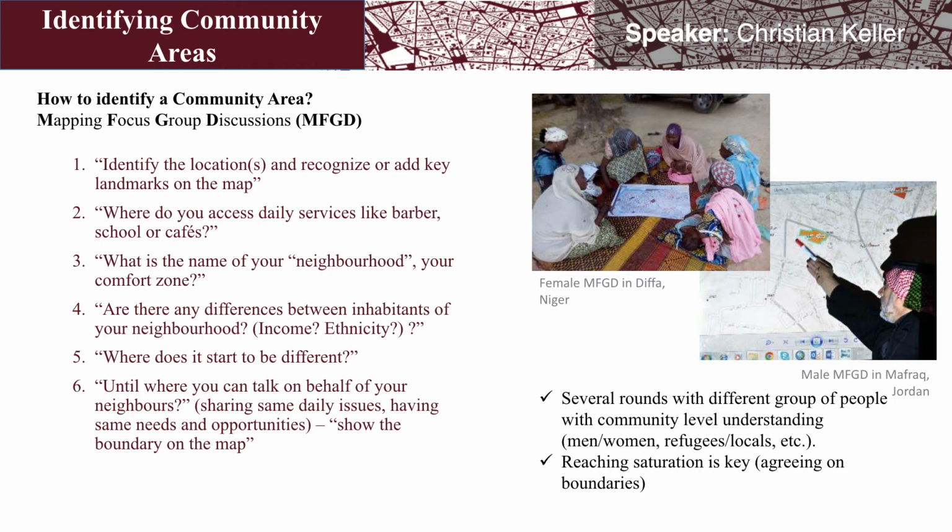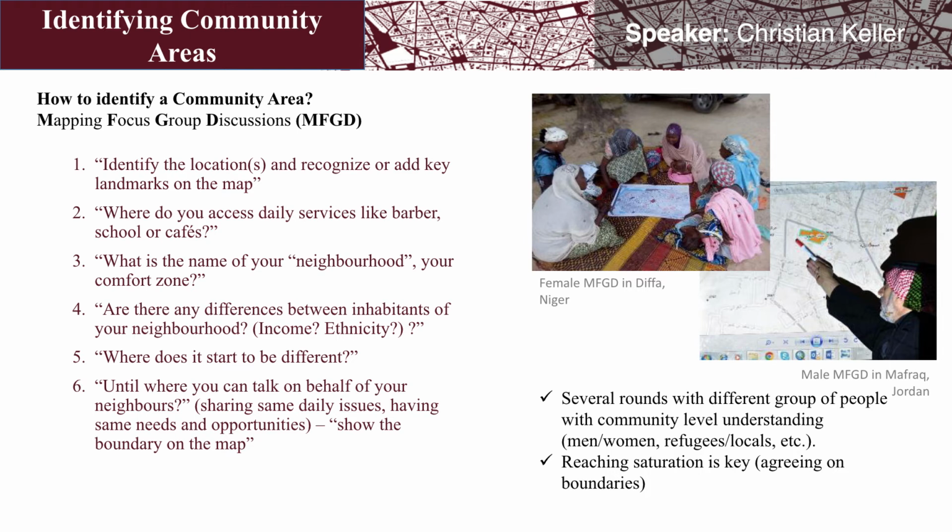The first thing that we would do is to explain very well the rationale of our approach, so that MFGD participants know from the outset that we're trying to identify community areas in order to find the most informed community members for this area on topics related to service access, population characteristics, and humanitarian needs. And this from the outset avoids that participants stick too much to official boundaries or scale up their understanding of community area too much.